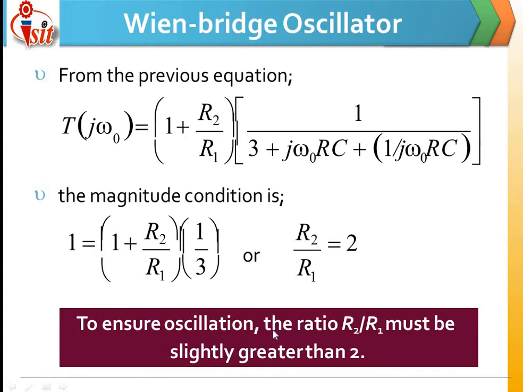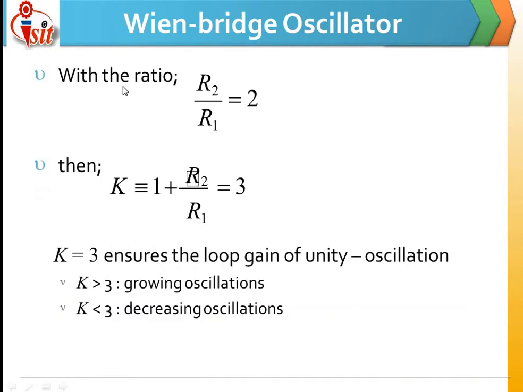To ensure the oscillations, the ratio R2/R1 must be slightly greater than 2. That means whatever ratio comes into picture for R2/R1, it must be greater than or equal to 2, because the desired output from the Wien bridge oscillator must have the beta factor equal to 1/3, and the gain of the whole oscillator must be equal to 1. Then for the Wien bridge oscillator the ratio R2/R1 is equal to 2.